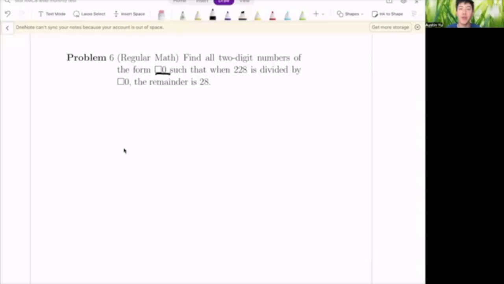Well, first we know that the remainder is 28. So let's make this problem simpler by removing the remainder. So how do we remove a remainder from a number such that it's exactly divisible? Well, simple. We just subtract it. 228 minus 28 equals 200. So then blank 0, the two-digit number of the form blank 0, should exactly divide 200. Okay, so what are the possible solutions?